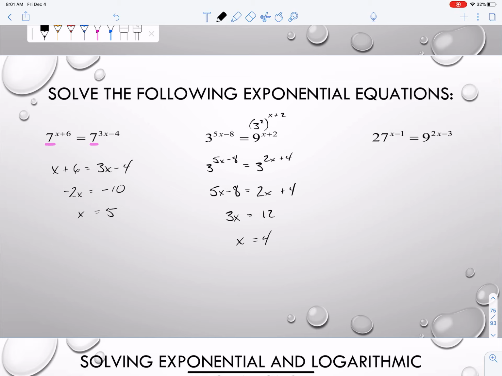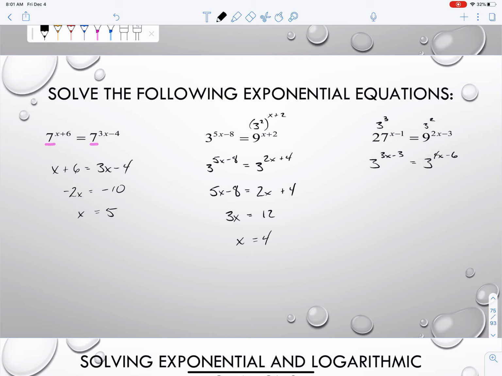In my last example that I have here, I have 27 to the x minus 1 equals 9 to the 2x minus 3. Note that I can rewrite each of these using base 3. 27 is 3 cubed, and 9 is, as we just saw, 3 squared. So when I rewrite this, I'm going to have 3 when I distribute to the 3x minus 3 power equals 3 to the 4x minus 6 power.